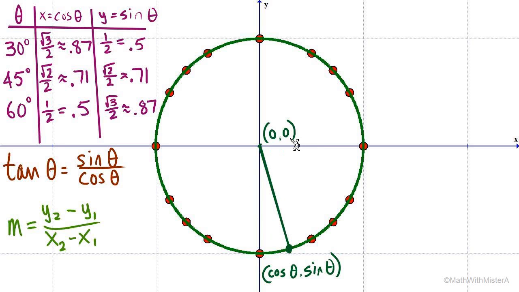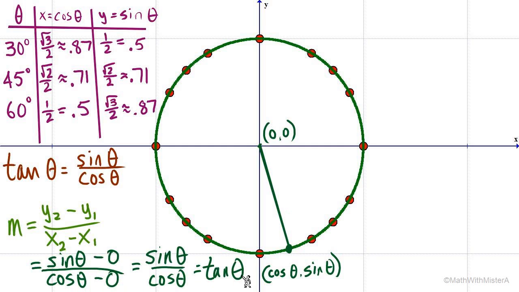I'll now think about a segment from the origin to this point, and at the origin we know that coordinate is 0, 0. If I choose to use the origin as my x1, y1, and cosine theta, sine theta as x2, y2, and put it into the slope formula to calculate the slope of this line, it becomes sine theta minus 0 over cosine theta minus 0, and that's sine over cosine, that's tangent. So we can think about tangent as a slope of the line that goes from the origin to the point on our circle that corresponds to some angle rotation. And since our x-coordinate is cosine and y-coordinate is sine, we will use y over x to calculate tangent.